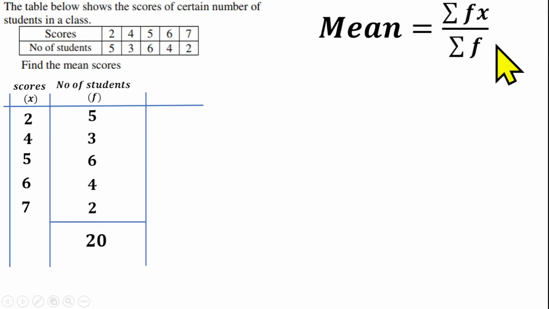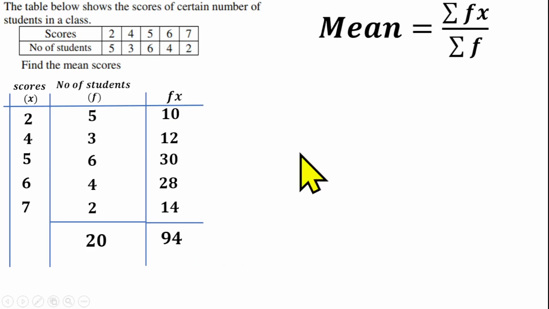Then from there we need to compute f multiplied by x, frequency multiplied by x. That gives us another column, which is fx. 2 times 5 is 10, 3 times 4 is 12, 5 times 6 is 30, then 4 times 6 is 24. Another typographical error there: 4 times 6 is 24, not 28. Then 2 times 7 is 14. Then you sum this together.